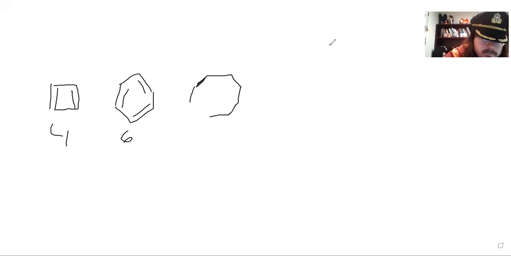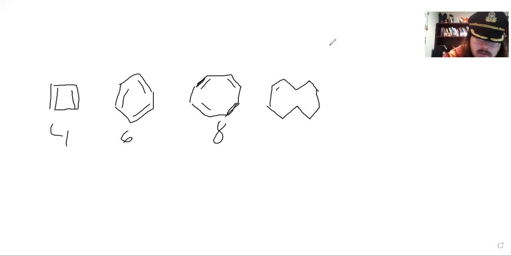There's four. We all know six. Six is good. But we have four, six. We could do eight. Oh, God help us on eight. It's a pain in the butt to draw. One, two, three, four. And there we can go 10. 10, we just do it. It looks funky. Looks like two benzenes in a row.